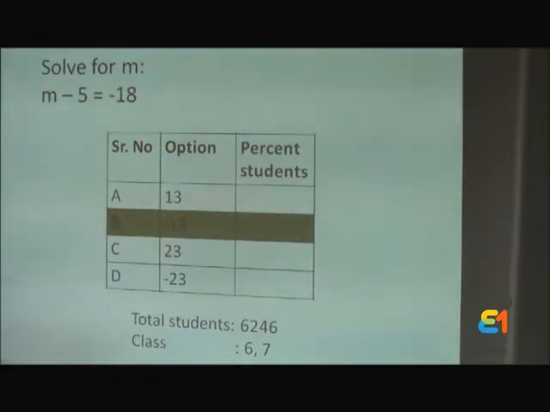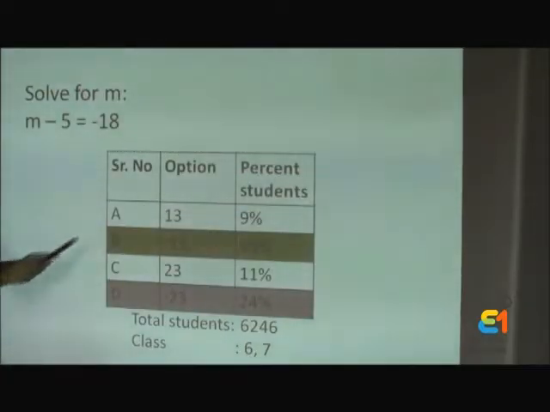Consider an example. This question was asked to about 6,000 students of classes 6 and 7. The question says, solve for m: m minus 5 is equal to minus 18. The four options given were 13, minus 13, 23 and minus 23. Minus 13 was the correct answer. We saw that 56% of students opted for minus 13, while 24% of students opted for minus 23.